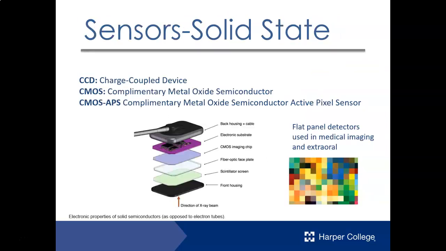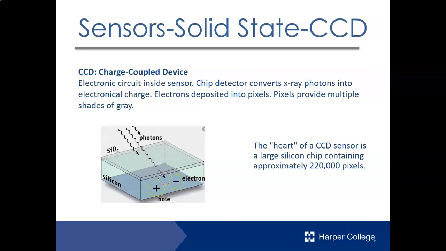There are several types of solid-state sensors. The basic component of the sensor includes a back housing and cable, an electronic substrate, the chip, a fiber optic faceplate, the scintillator screen, and the front housing. One type of sensor design is known as a CCD, charge-coupled device, which is the electronic circuit inside the sensor. The chip detector converts the X-ray photons into electronic charges. Electrons are deposited into the pixels. The pixels provide multiple shades of gray.